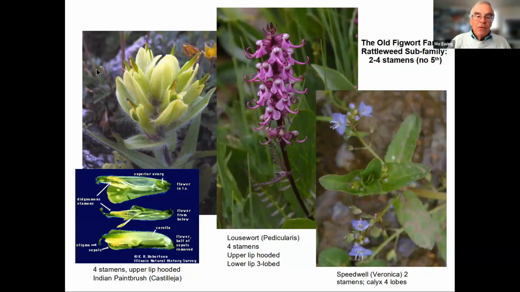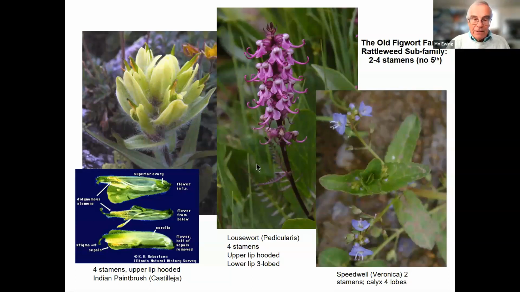So this has always been a mishmash. And when they were moved into the new families, it was a mishmash. But the thing about these flowers is that they are so unique. Once you see a Castilleja, you're going to say, that's a Castilleja. The lousewort is pretty much the same thing. Once you see them, you're going to say, yeah, that's what it is.